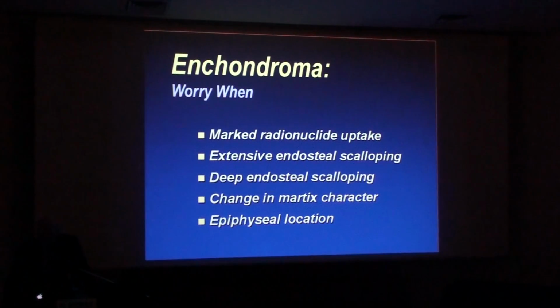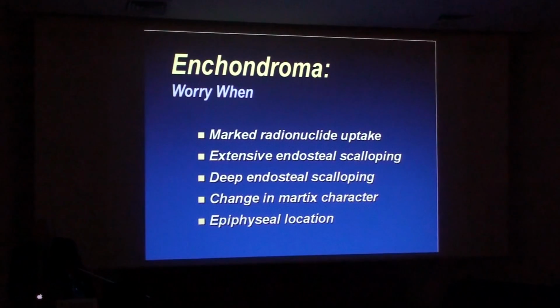When do I worry about cartilage lesions? I worry when, if we have a bone scan, there's marked radionuclide uptake greater than that of the superior iliac crest. I worry if there's deep or extensive endosteal scalloping, more than 2/3 the length of the lesion, or deep endosteal scalloping, more than 2/3 the thickness of the cortex. And this, of course, referring to long bone cartilage lesions. I worry when there's a change in the character of the cartilage matrix.